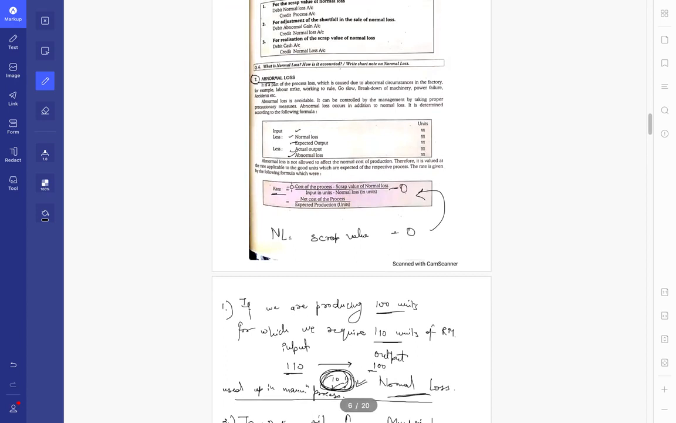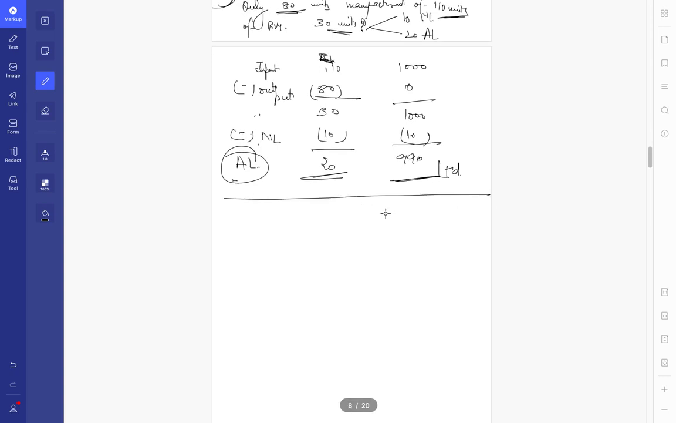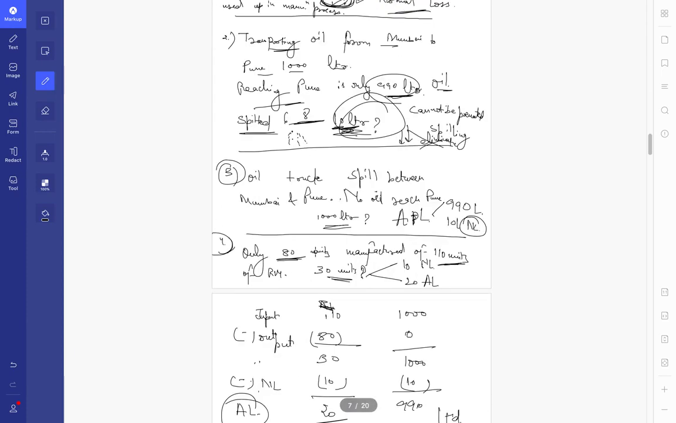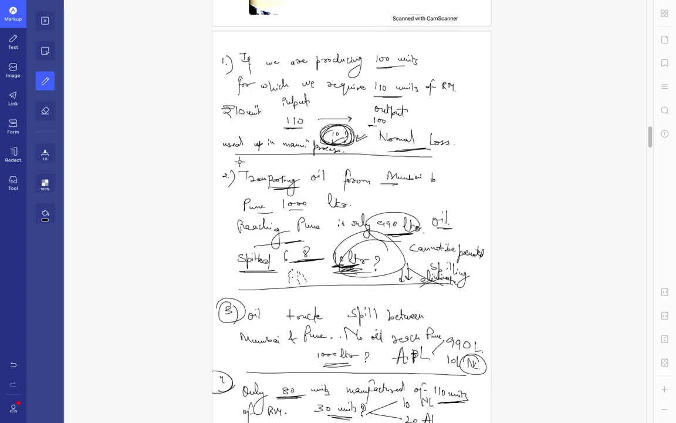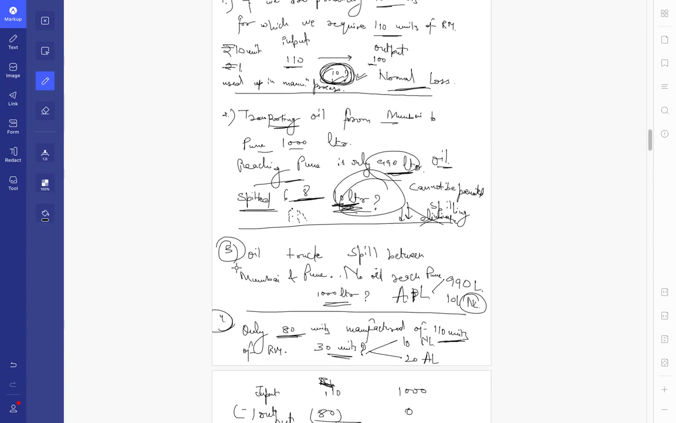Okay, so at what rate should we charge the abnormal loss? The cost of the total process minus scrap value of normal loss divided by input in units minus normal loss in units. That will give you the actual abnormal loss per unit. So if I am supposed to write it down, assuming that our cost over here becomes rupees 10 per unit, and scrap value let it be rupees 1 per unit.